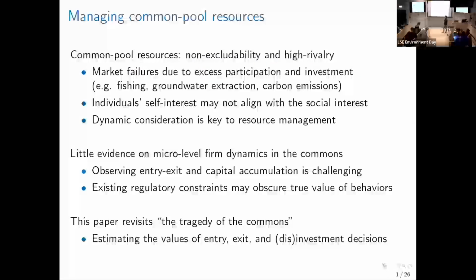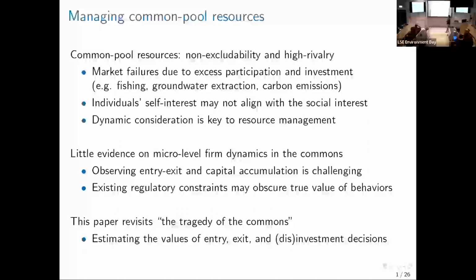Let me start from the very undergraduate economics perspective. Common resources have two main features, non-excludability and high rivalry. So the market failures typically happen because of excessive participation and investment. We can easily find many real-world examples, such as fishing, groundwater extraction, and carbon emissions issues. The key problem is that individuals' self-interest may not align with the social interest. We need to seriously consider individuals' behavior when we think about the common resource problem.